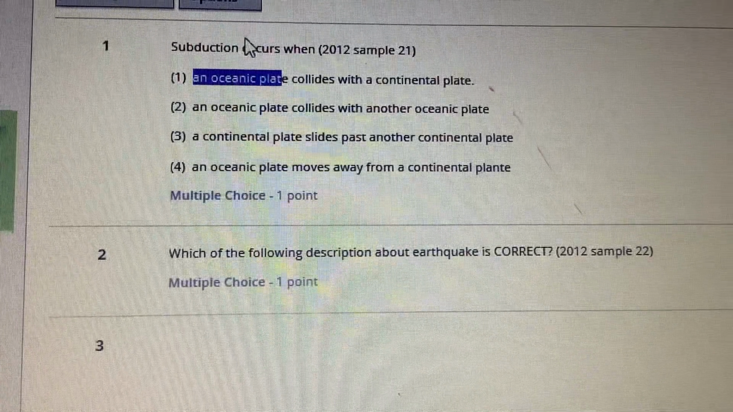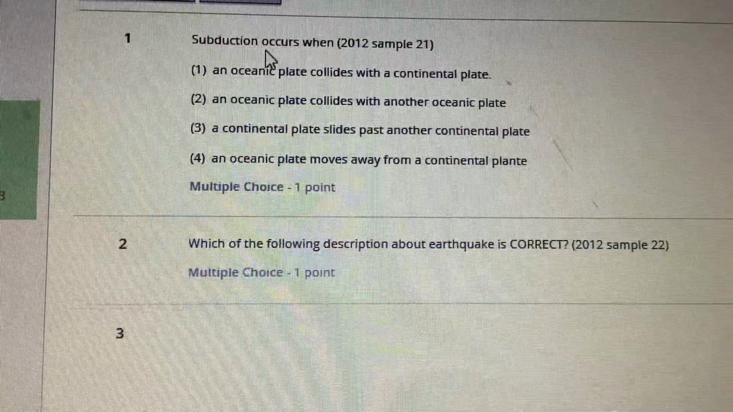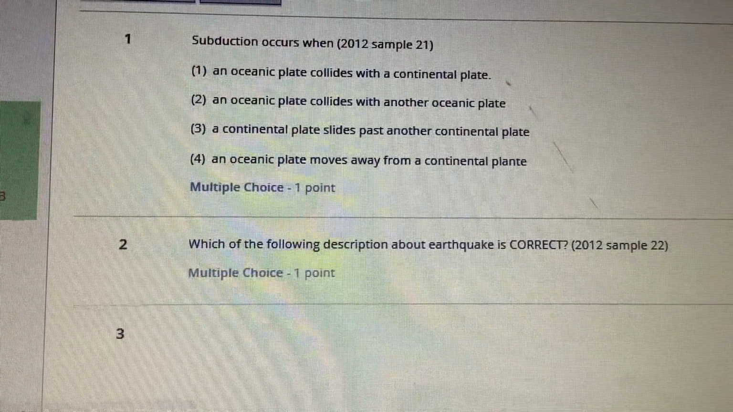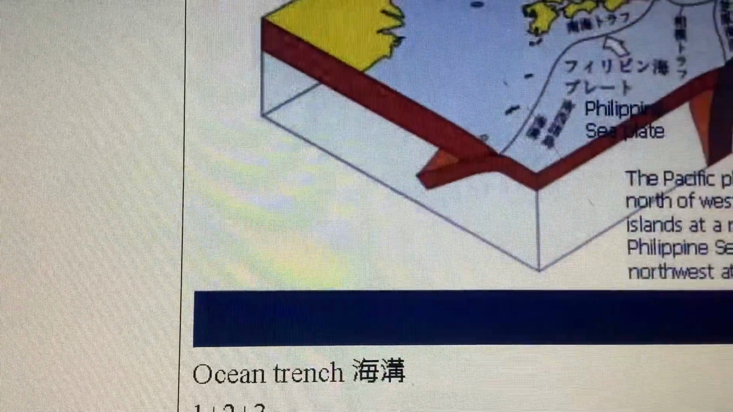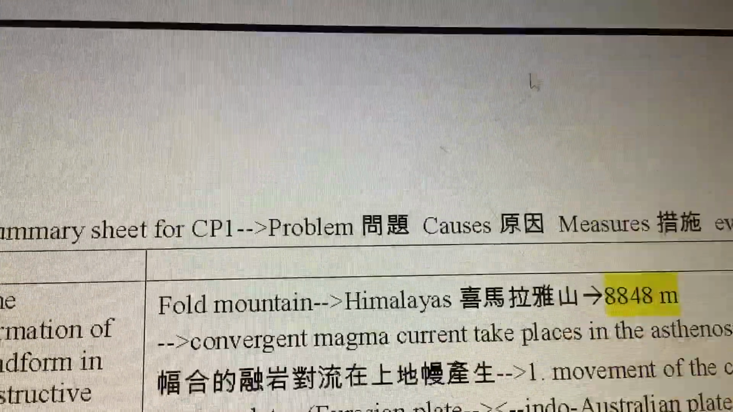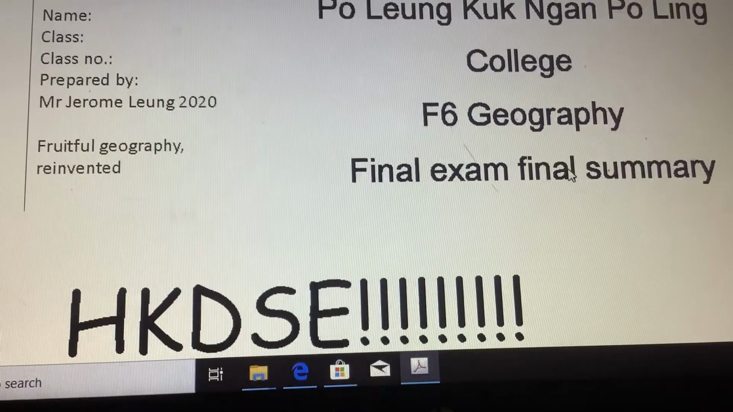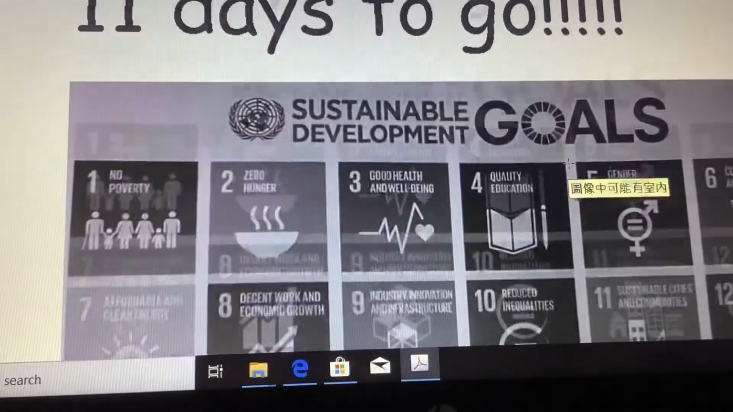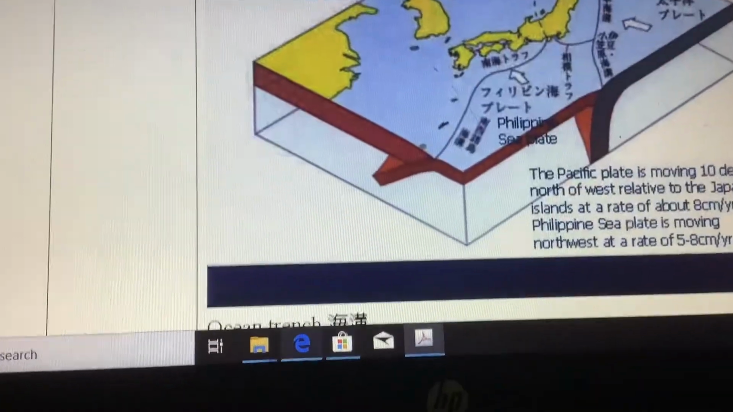Okay, hello. It's about the Schoology of the CP1. When you are having this kind of Schoology section, please get ready with the summary as well. I need to show you the cover of the page. You should find it. Do you know where it is?